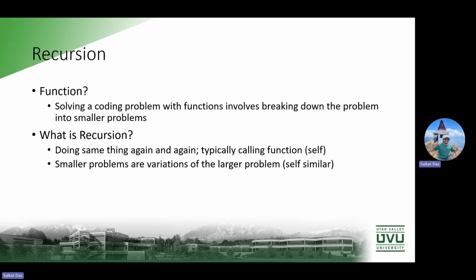So smaller problems are variations of a large problem. This is called self-similar. Whenever you can find a self-similar thing, then probably you can solve the problem in a recursive way. Can you think of any self-similar type of problem?